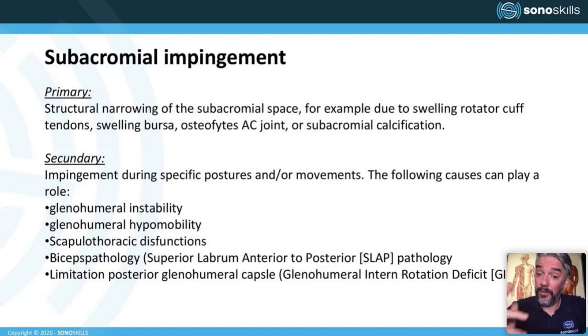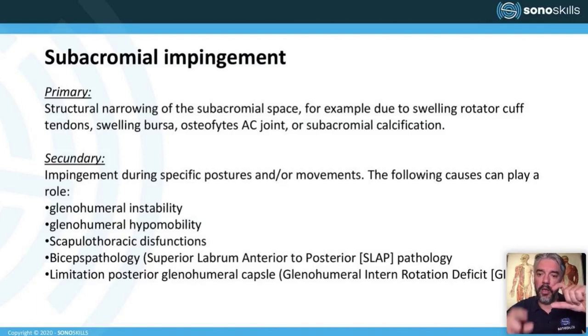Looking at the impingement, impingement can happen. This is a consequence, it's not a cause. So impingement is never the disease in itself. If you know that there is an impingement, you always have to look for the additional cause leading to this impingement. We could have primary or secondary impingement, and the primary one is really narrowing of the subacromial space.